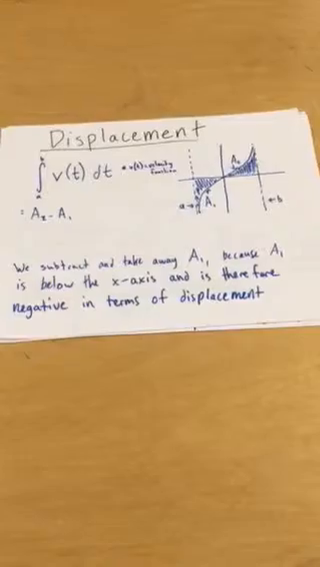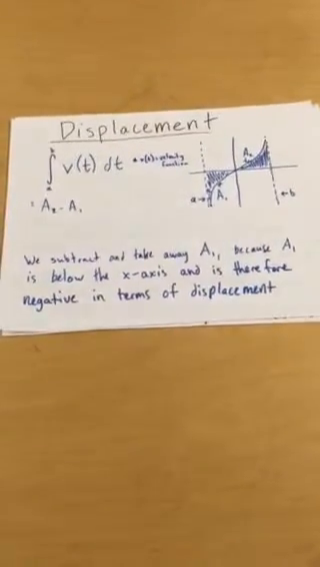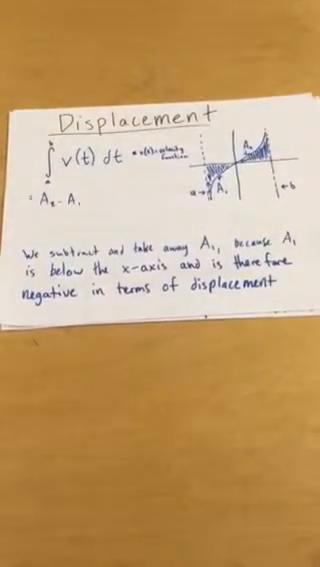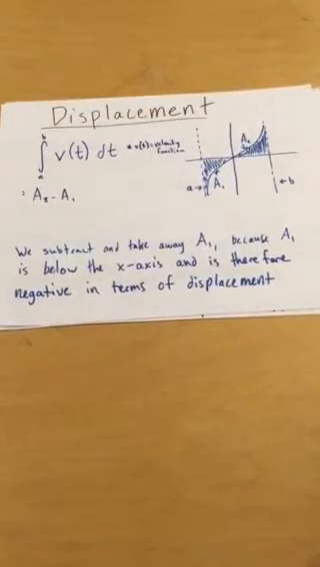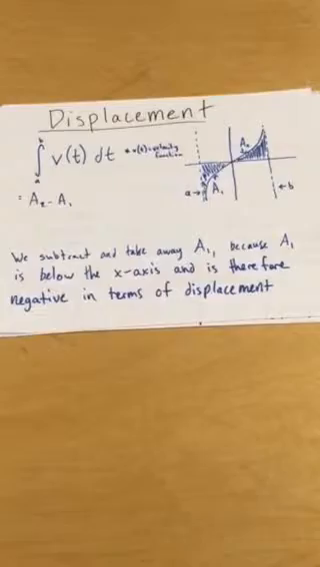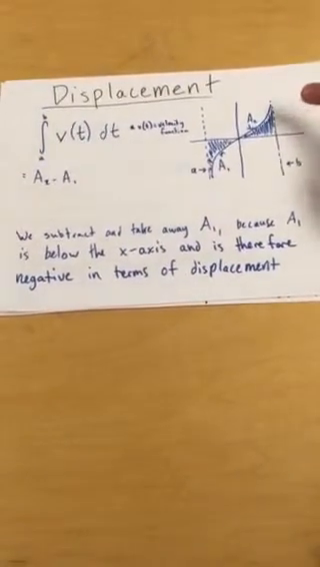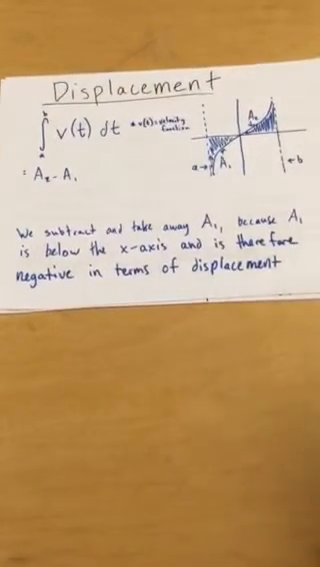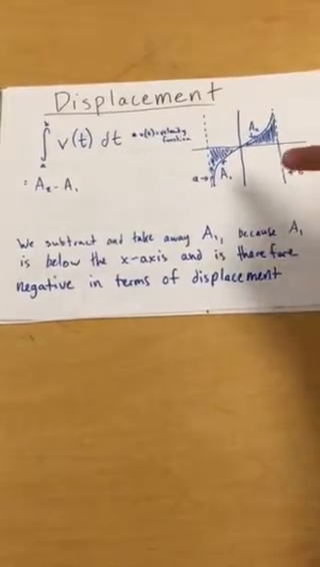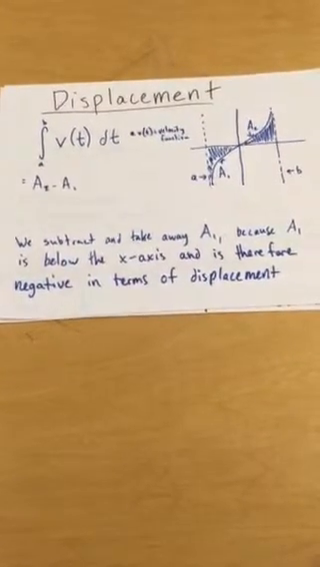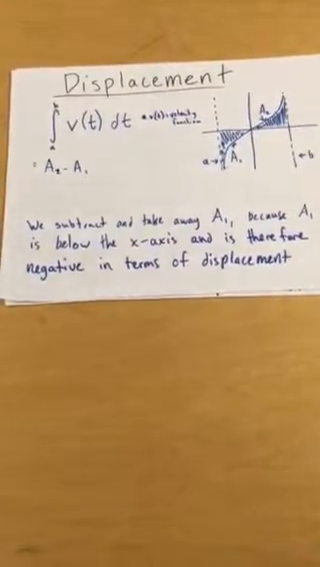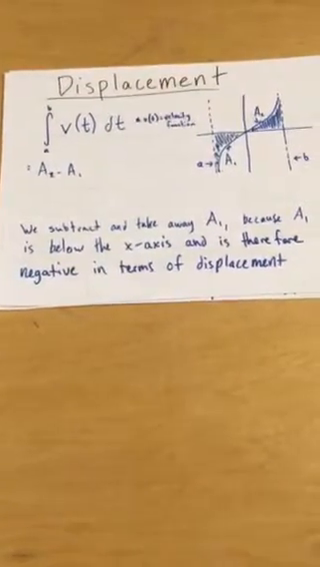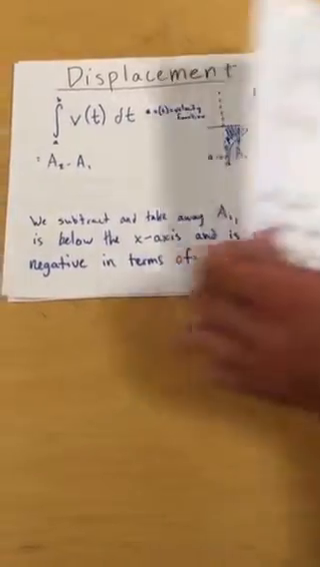So putting displacement into the form of an integral would be the integral from a to b of v of t dt. V of t is the velocity function. So we would subtract A1, which is the area below the curve, from A2, which is the area above the curve. We subtract A1 because A1 is below the x-axis and is therefore negative in terms of displacement.